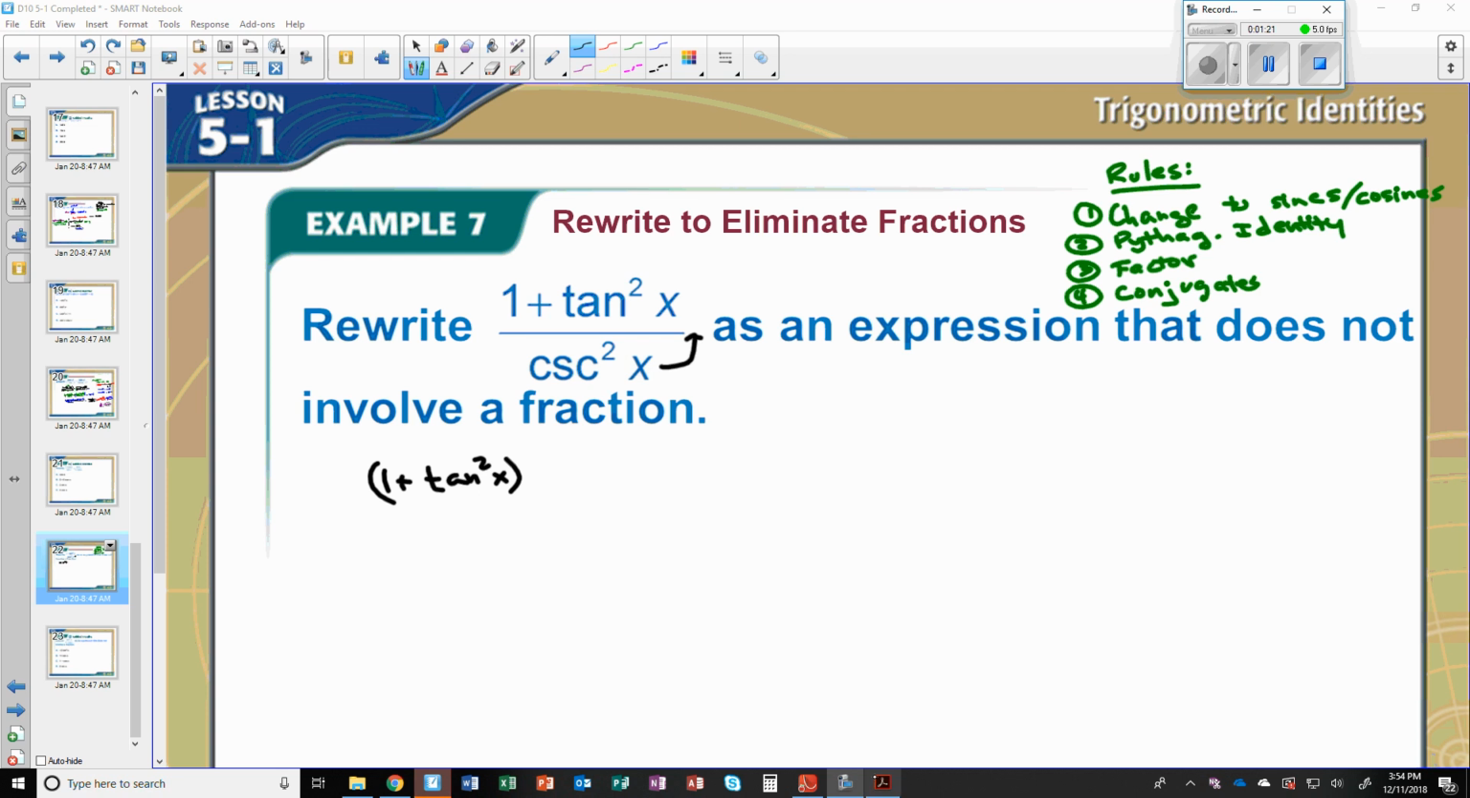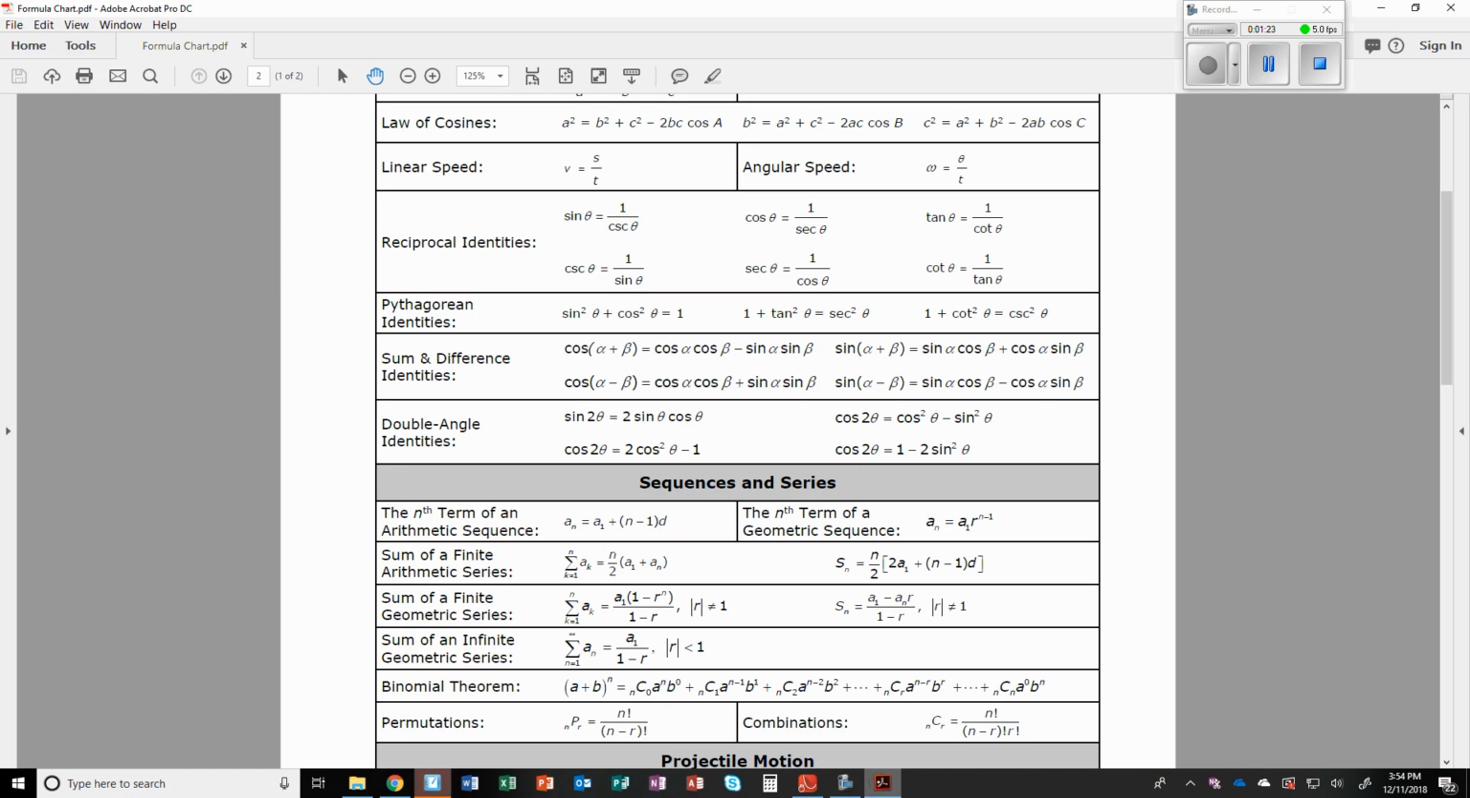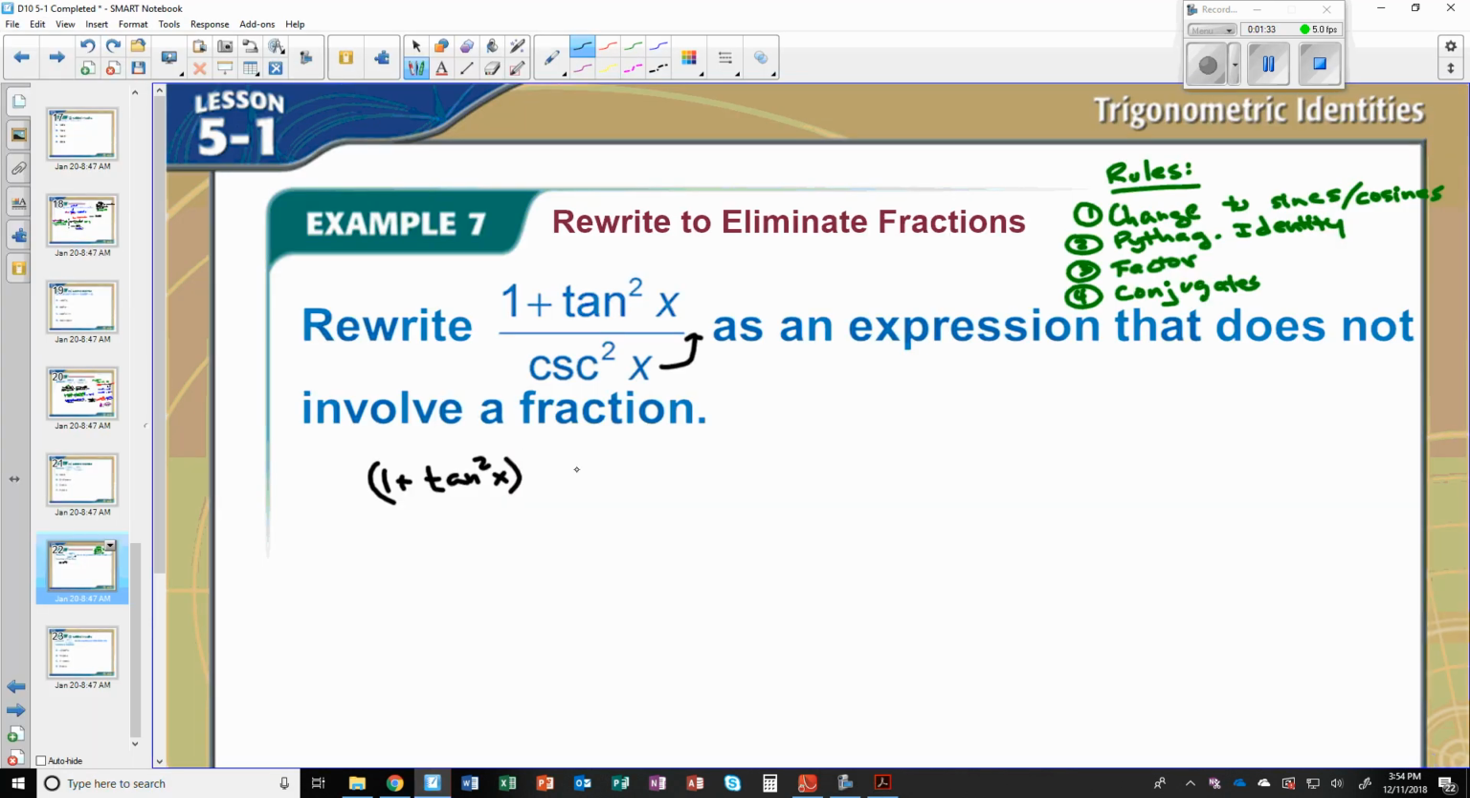But what is CSC's reciprocal? CSC, when it's in the denominator, is the same thing as sine in the numerator. That's the reciprocal. So instead of being divided by CSC, I can make it multiplying times sine squared x. Again, this is reciprocal. That's what I did here. I did a reciprocal identity.